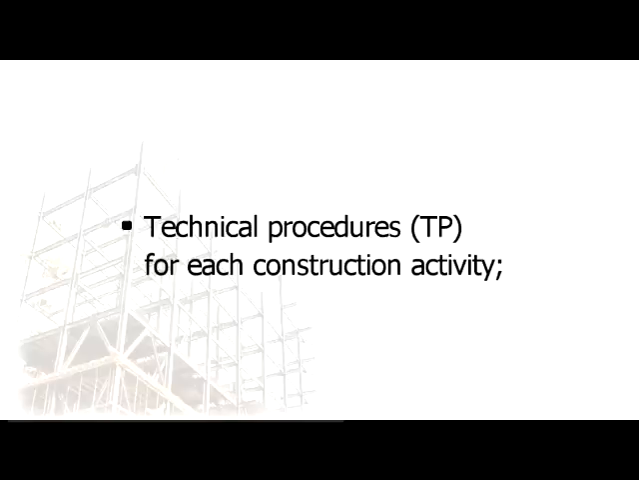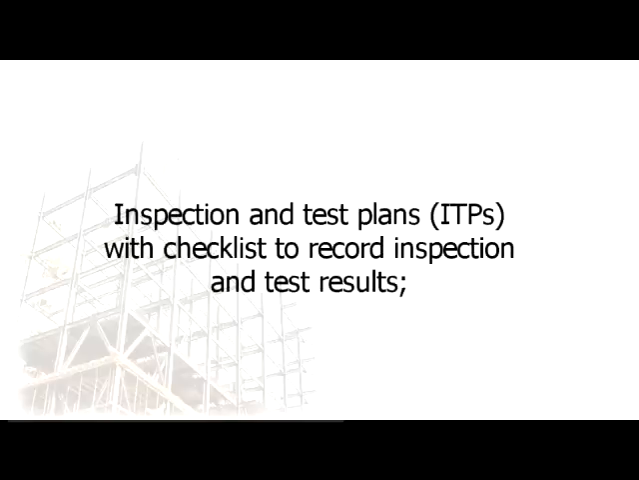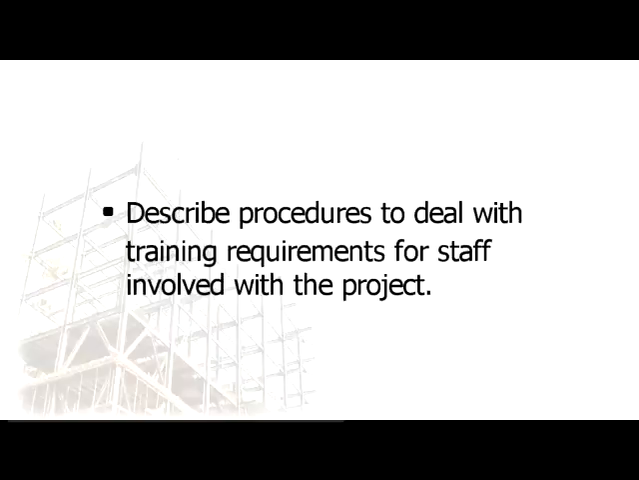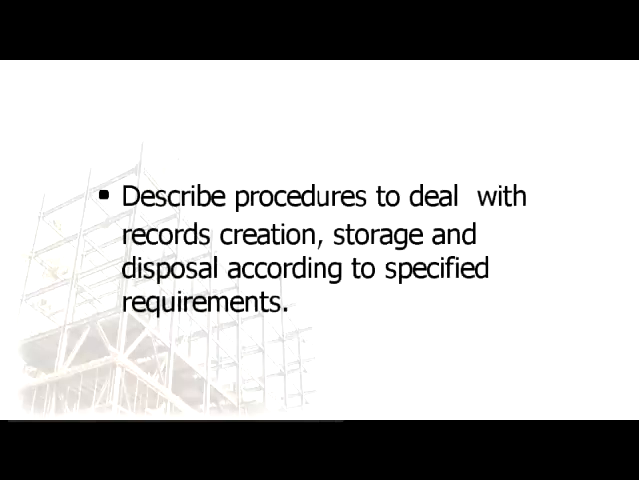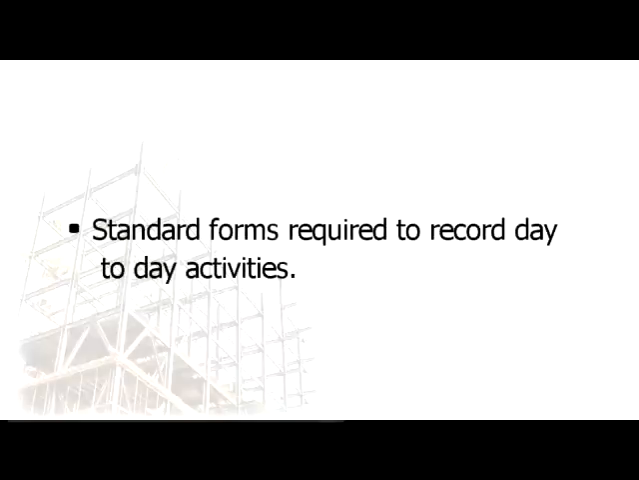Technical procedures for each construction activity. The technical procedures would include inspection and test plans or ITPs with a checklist to record inspection and test results. This is the most important element of quality management. Describe procedures to deal with training requirements for staff involved with the project. Describe procedures to deal with records creation, storage, and disposal according to specified requirements. And finally, standard forms required to record day-to-day activities.